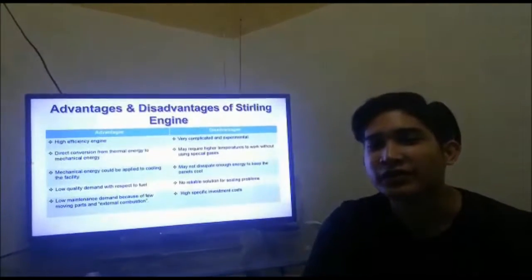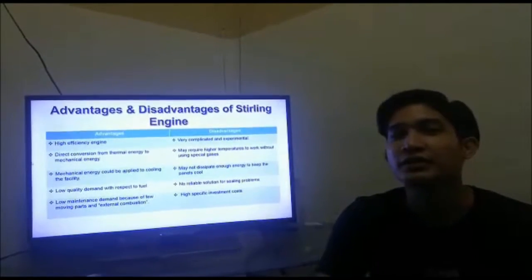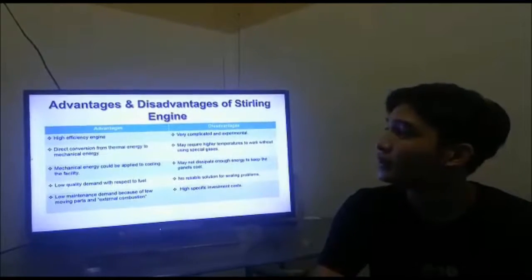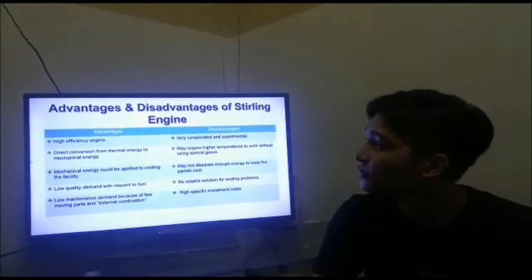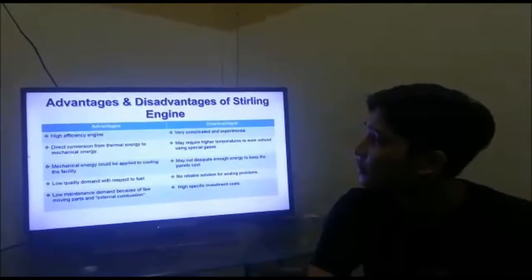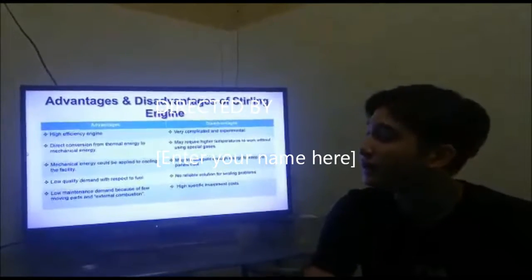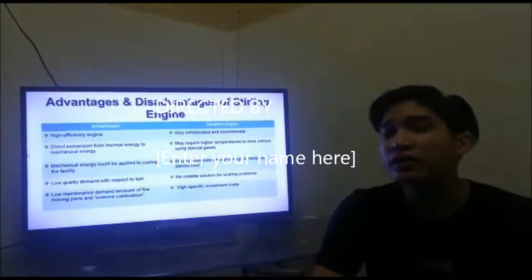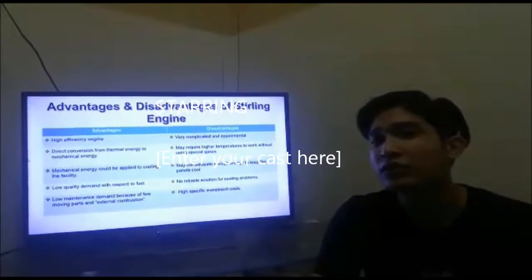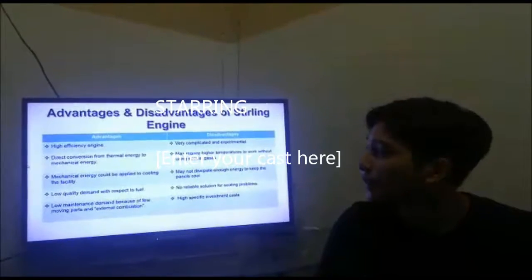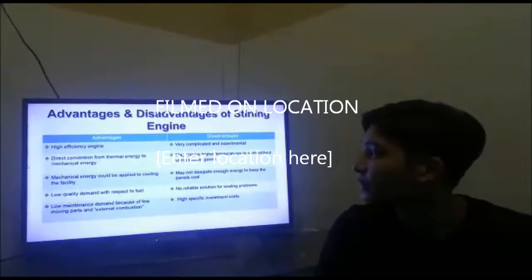My name is Igor Nasib. Today I'm going to talk about the advantages and disadvantages of the Stirling engine. The advantage of the Stirling engine is that it is a high efficiency engine, but the disadvantage is that it is very complicated and experimental. The second advantage is that this engine directly converts thermal energy to mechanical energy. But the limitation is that it may require high temperature to work without using special gases.